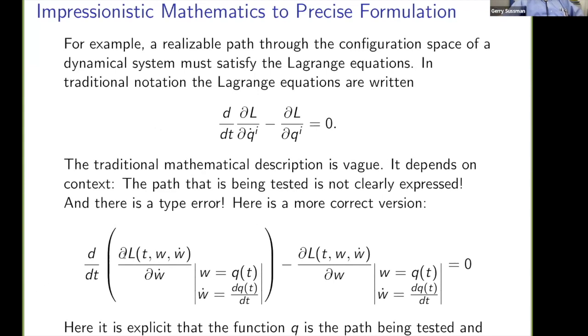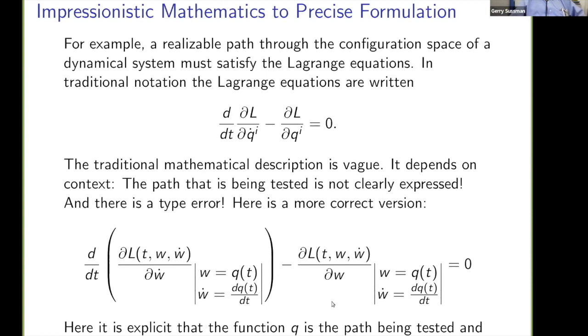So here's the more correct answer. I take the partial derivative of L with respect to the velocities, okay? Substitute in for the positions and velocities the path at the time and the derivative of the path at the time. And that's something that's a function only of the time, which I could take a derivative with respect to time of. So that fixes the type error. And you just see this is the correct answer.